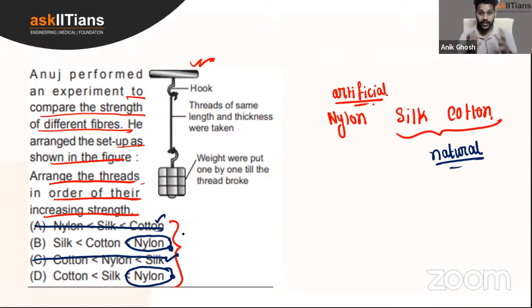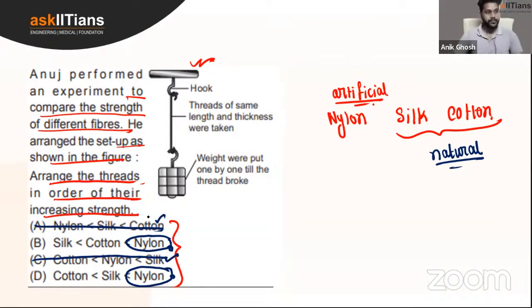Okay, using other senses when you're solving a question. You can see two of the options are starting with nylon. So nylon has a chance of being the strongest among them, right? So in this way also you can eliminate the two options. But again, I'm telling you, this is risky. This is something that you shouldn't be doing, but you should use this sense in your mind that, yeah, this is giving me a hint.